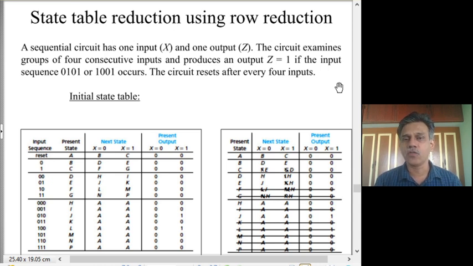Then again it looks for the next group of 4 bits. So the next clock period it looks for the first bit of the new group, and so on. That is what we refer to when we say that the circuit resets after collecting the group of 4 inputs. So essentially we are not looking for these 2 patterns anywhere in the sequence of input. We collect a group of 4 bits at a time and then look for this pattern.